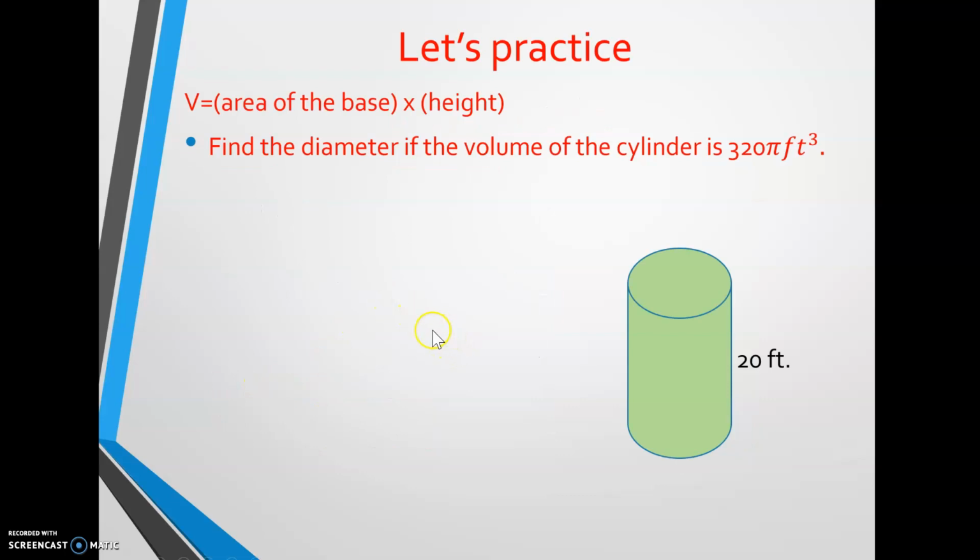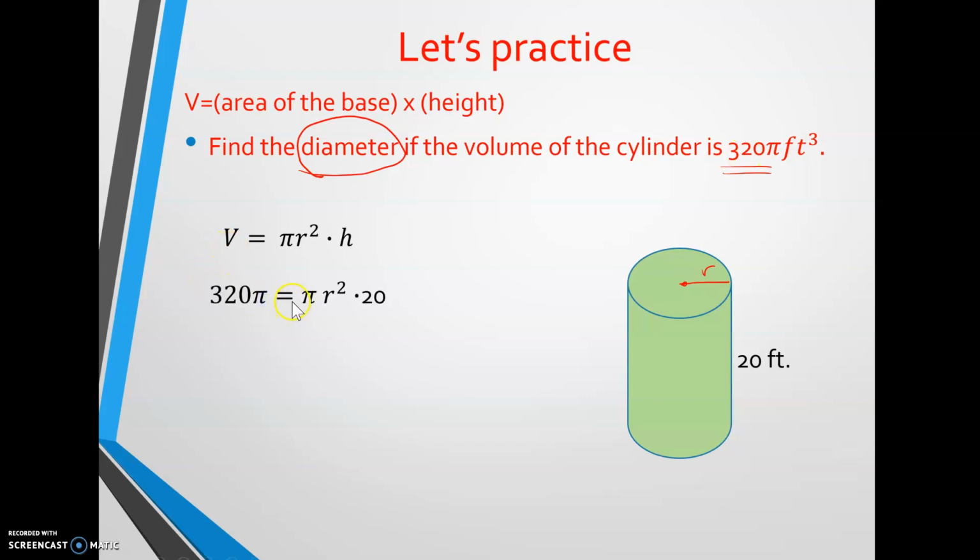All right, now we're going to work backwards here. I want to know what the diameter is. My question is looking for the diameter, but they're telling me that I have a volume of 320 pi. I don't know what my radius is, but when I find my radius, I'm going to multiply it by 2 because I'm looking for my diameter. Again, working backwards here. My volume is equal to pi r squared times h, and they're telling me my volume is 320 pi, so I'm going to replace my volume with what I know.